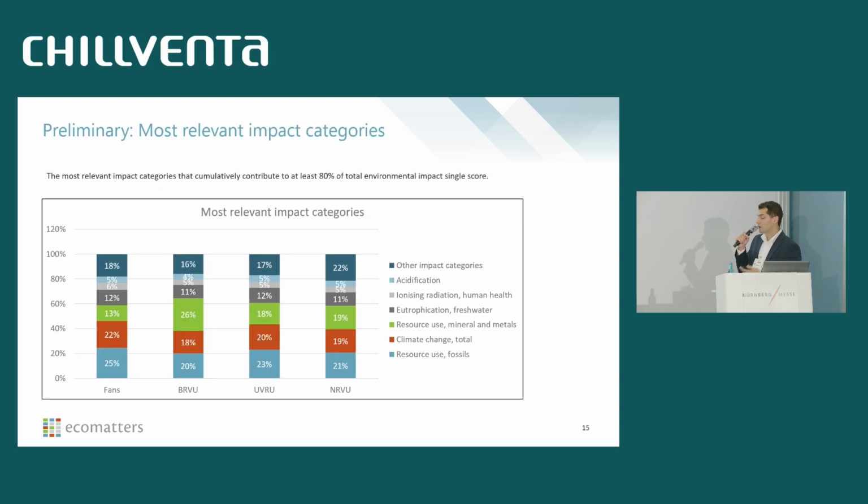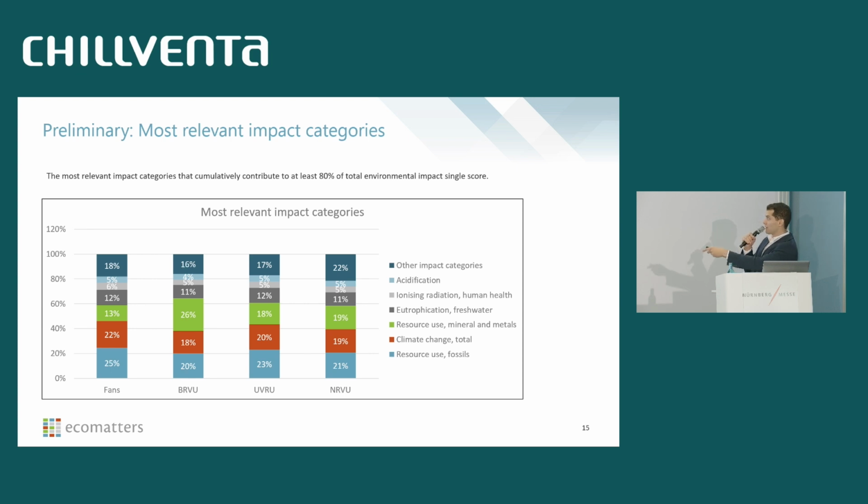So moving on to some results, this is preliminary. Within PEF, in the interpretation rules, it is mandatory to show which are the most relevant impact categories. So in the diagram, you can see in the bottom in the columns the 4 product groups, and you can see that we have, let's say, this single score, and having this single score also allows us to see what the contribution is from the individual impact categories to this single score.